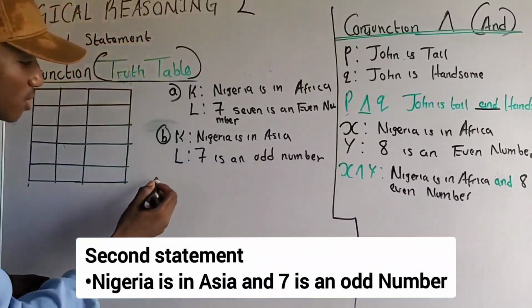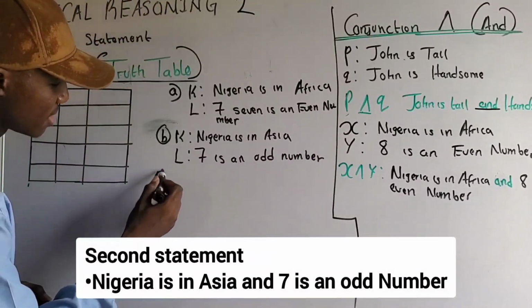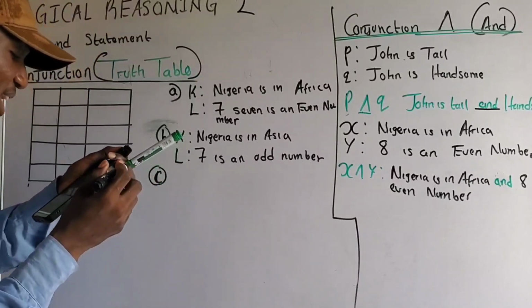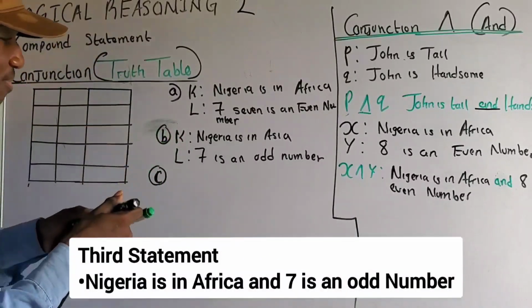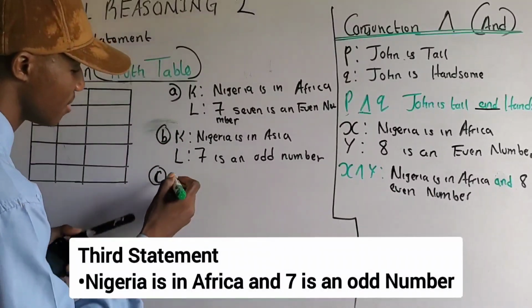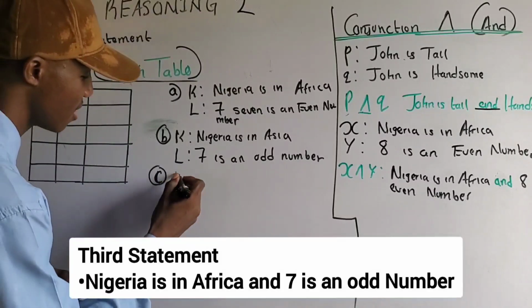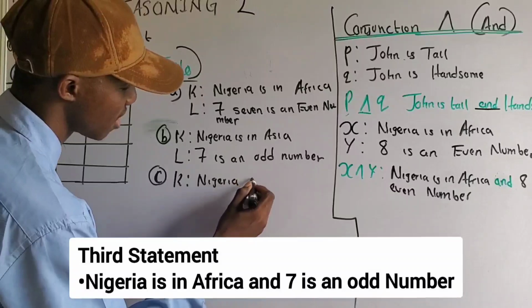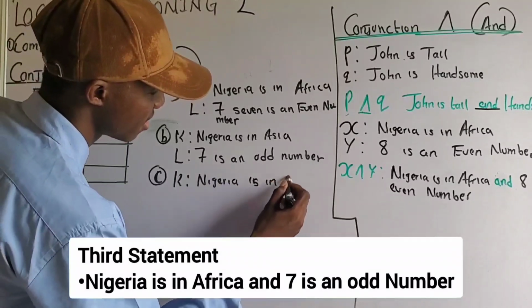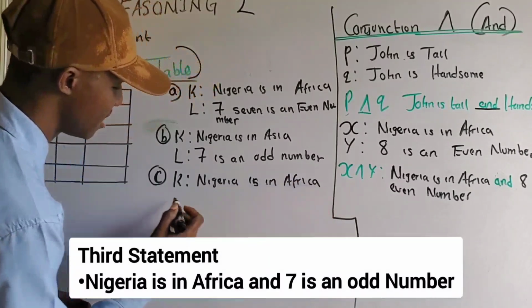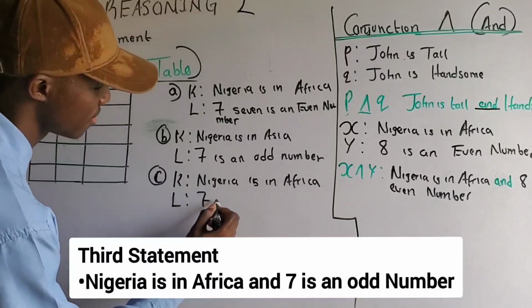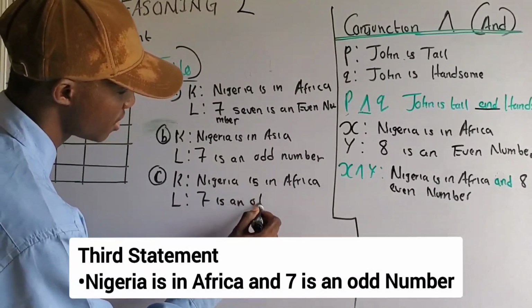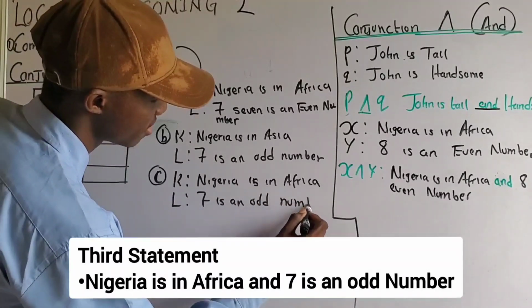Okay, now let's look at the third statement, statement C. We have Nigeria is in Africa and 7 is an odd number. K represents Nigeria is in Africa, and L represents 7 is an odd number.